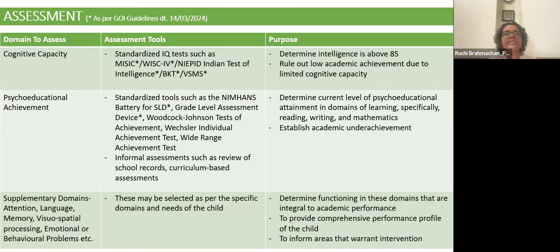So a very comprehensive battery of assessments may include assessing for attention, assessing for language. Geeta ma'am talked about phonemic awareness, phonological processing, things like that. A lot of neuropsych batteries do tap into these domains. Visual spatial processing, Sheetal talked about coloring between the lines, etc. If I have visual spatial deficits, I may not be able to process information visually, and that could be why I can't spell or write correctly.